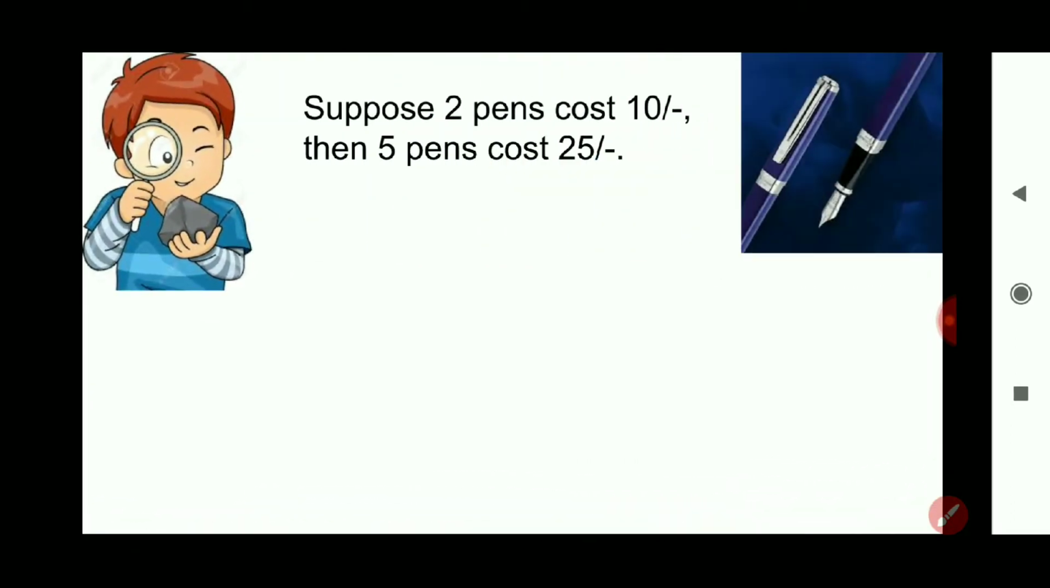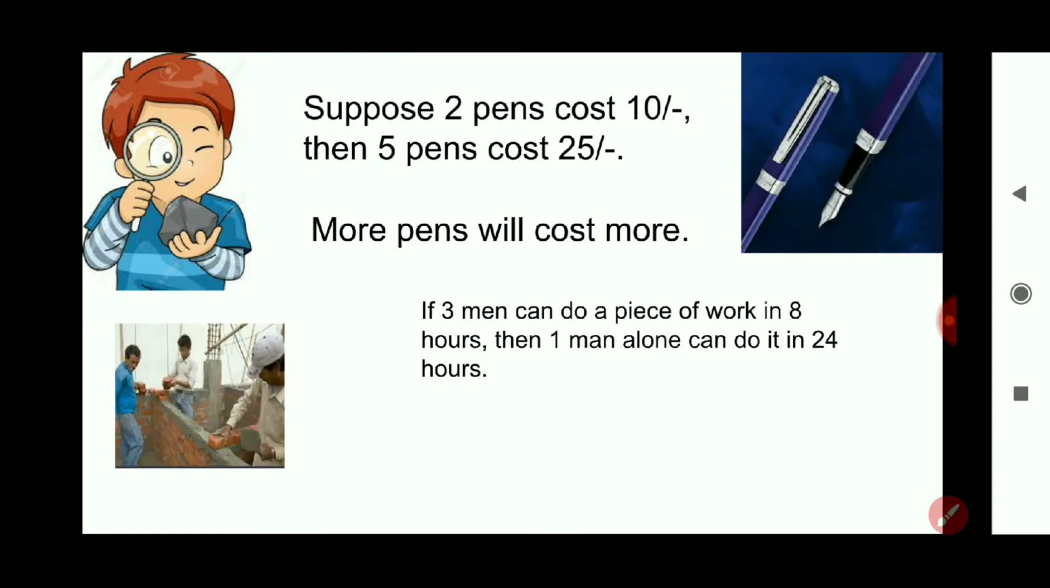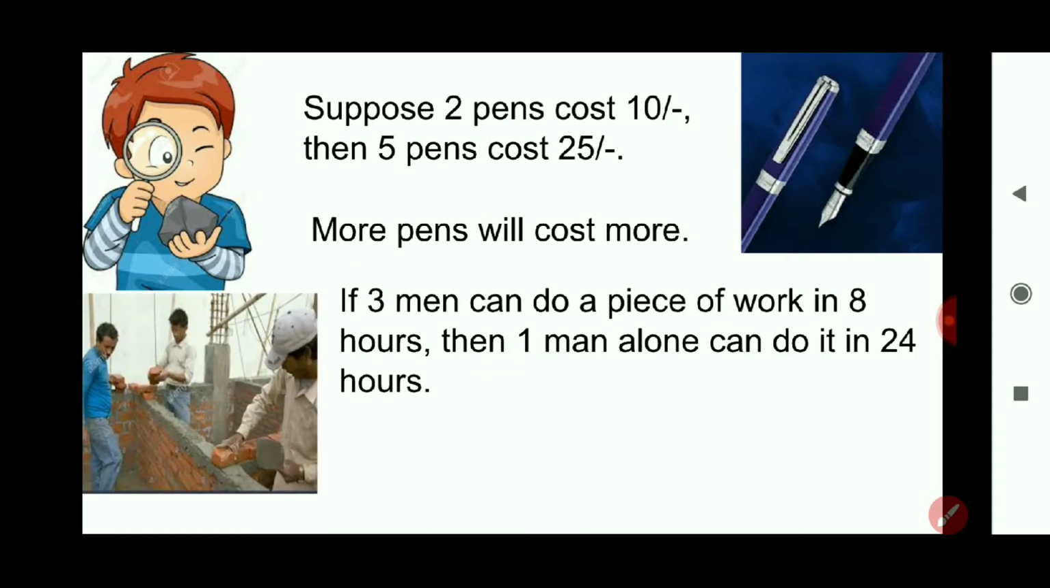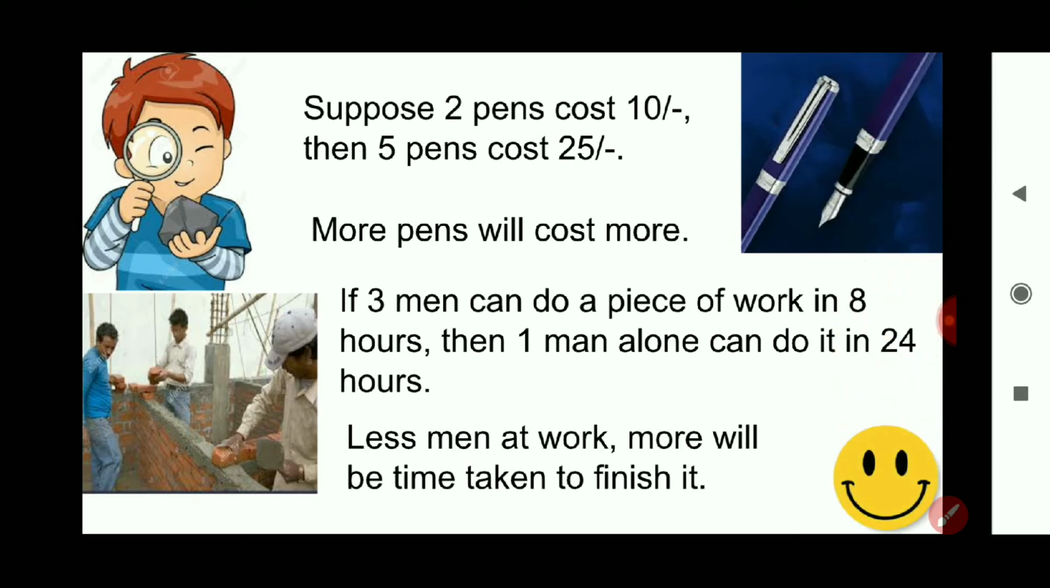Before going into it, observe some situations. Suppose 2 pens cost 10 rupees, then 5 pens cost 25 rupees. That means more pens will cost more. If 3 men can do a piece of work in 8 hours, then 1 man alone can do it in 24 hours. That means less men at work, more will be time taken to finish it.